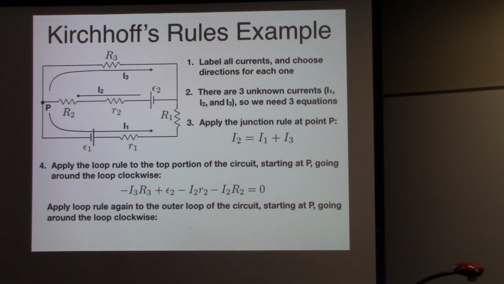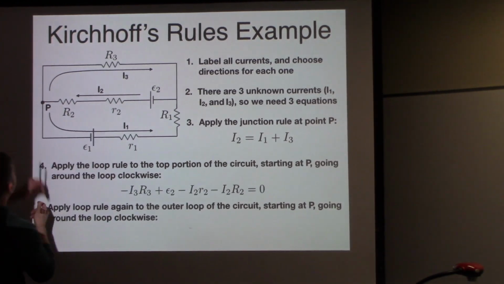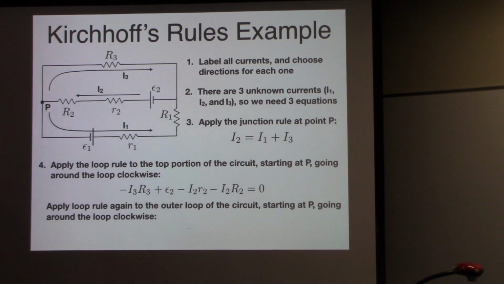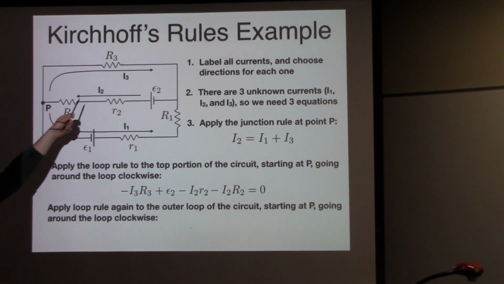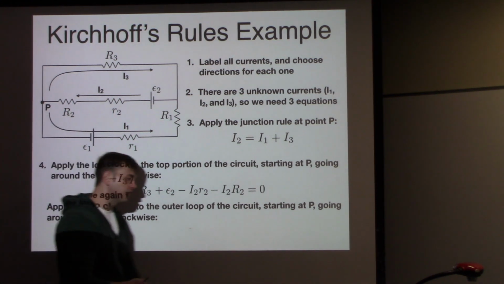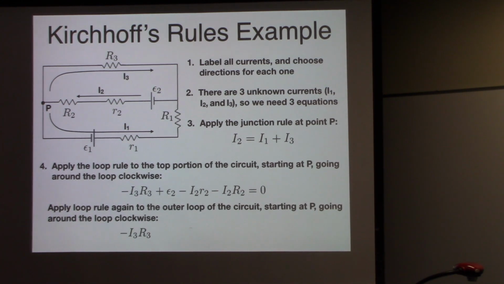So again, we can just pick any loop in the circuit that we want. How about we do the outer loop, the very outermost loop of the circuit, starting at point P, going clockwise. Okay, so what does it look like when we take this loop? So I'm starting here at point P. I'm going to go around the outer loop of the circuit clockwise. The first thing I'm going to hit is resistor number 3, which is exactly the same as before. That's going to be minus I3 times R3.